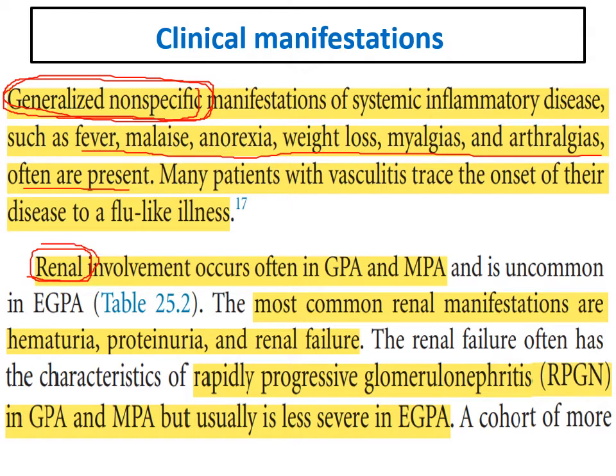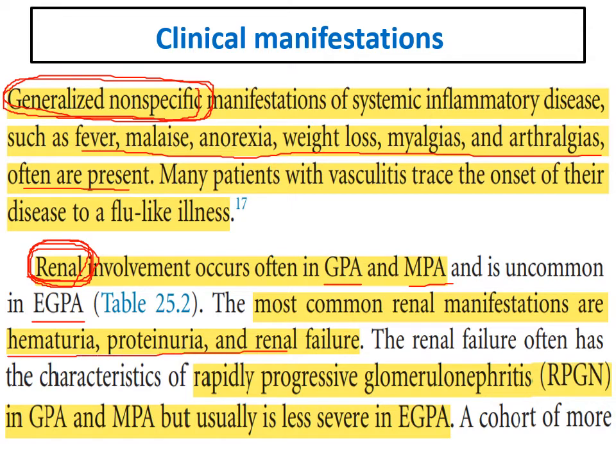And this is very important regarding our field, the kidney affection. Kidney affection in pauci-immune or ANCA-associated vasculitis is more common with granulomatosis with polyangiitis or Wegener and microscopic polyangiitis, and it is uncommon with Churg-Strauss. So kidney affection is more common in Wegener and microscopic. And what is the most common renal manifestation?